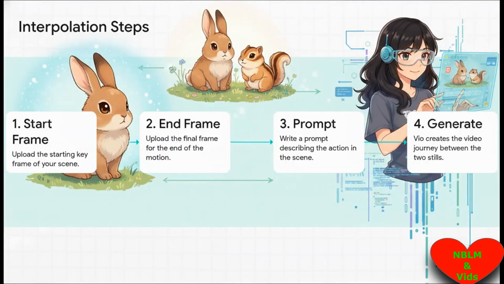And the best part is how simple this is to actually do. Okay, let's imagine your starting frame is a picture of a rabbit. Got it? Now, your ending frame is that same rabbit, but now he's sitting next to a chipmunk. All you do is upload both of those images, write a quick prompt to describe the scene, and boom! VEO generates the entire video of how they got together. It's incredibly precise control, and it works whether you're clicking around in a Visual Studio or writing code.